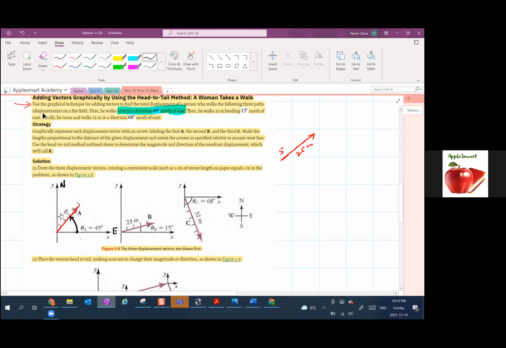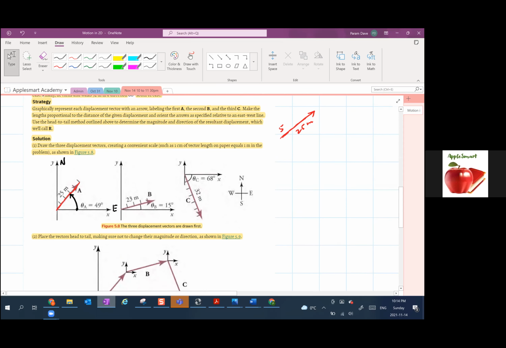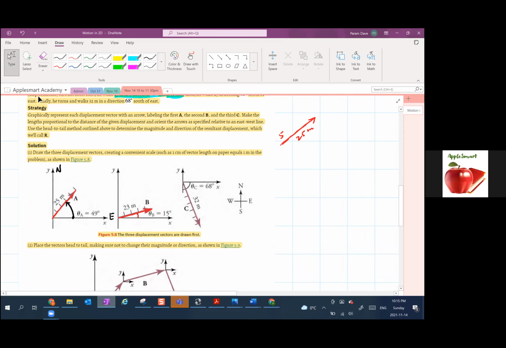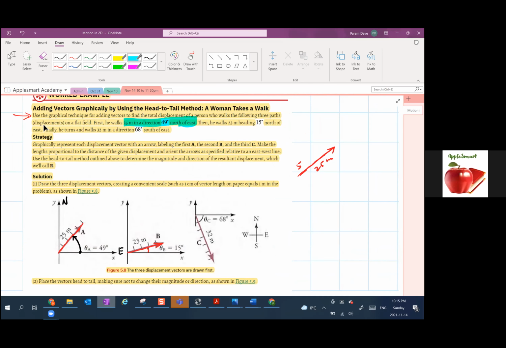Okay, the second displacement is 23 meters heading 15 degrees north of east. So now 23 meters is going to be a slightly smaller length of arrow as compared to the 25 in A, because 23 is less than 25. And again, that angle is 15 degrees. And similarly, you would draw the final one. The final one is where is it? It is 23 meters. No, this one right here.